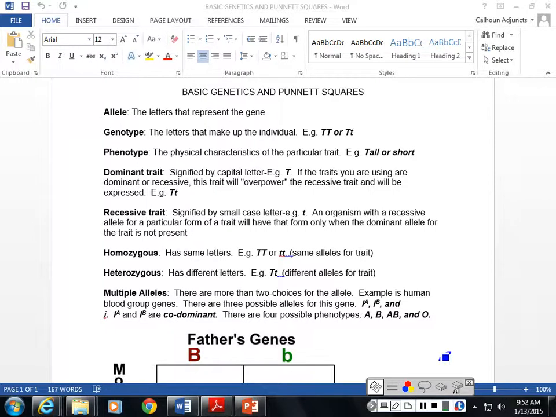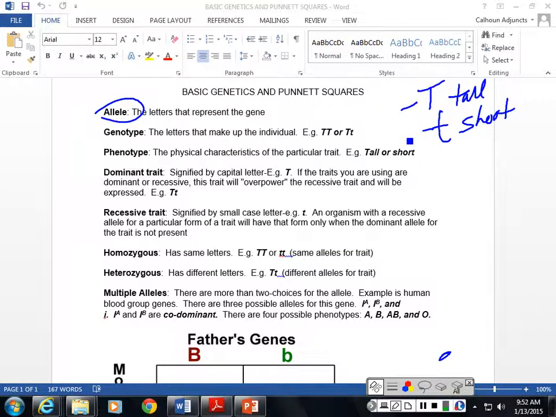When we use this shorthand, we call that an allele. Okay? So let's use the shorthand. Let's just use this T and t. Let's say that big T stands for tall and little t stands for short. So these letters are basically the alleles. They represent the gene for tall and the gene for short.